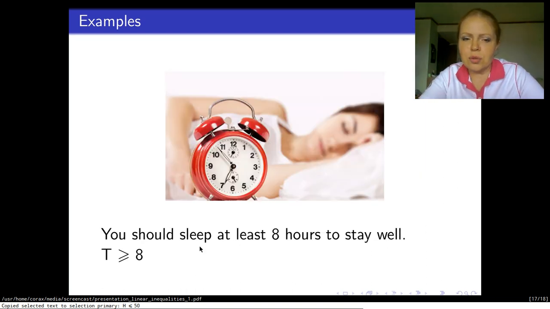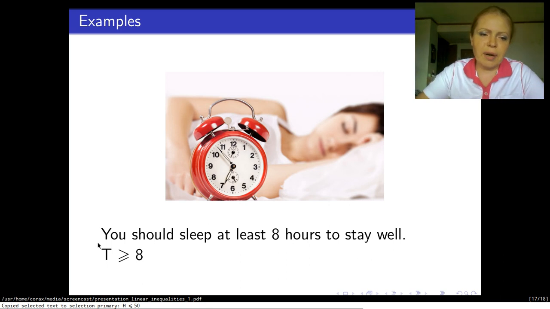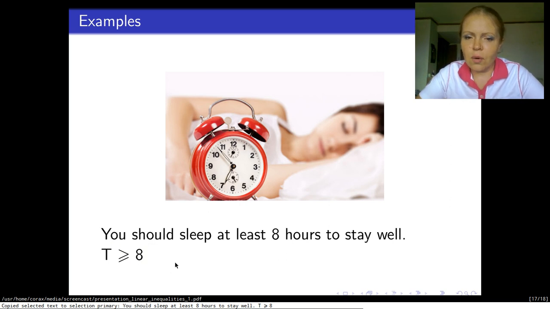Another example shows you greater than or equal to. For example, you should sleep at least 8 hours to stay well, to feel good. If you sleep less than 8 hours, you will feel not so good. So the sleeping time at night should be a minimum of 8 hours or more than 8. So we can write T is greater than or equal to 8. So at least, or no less than 8.